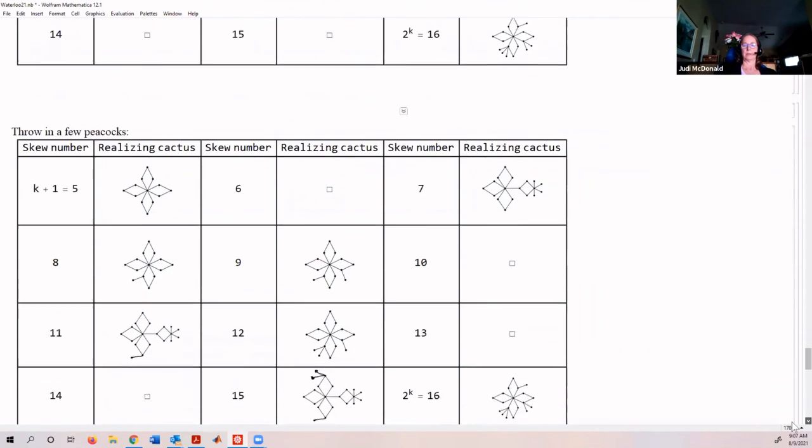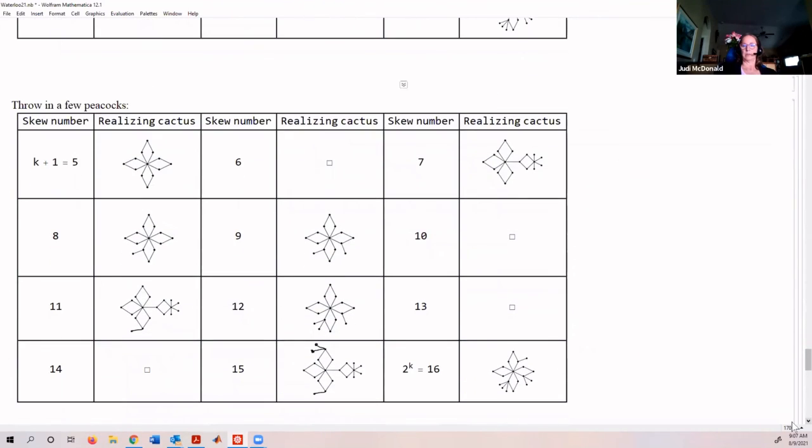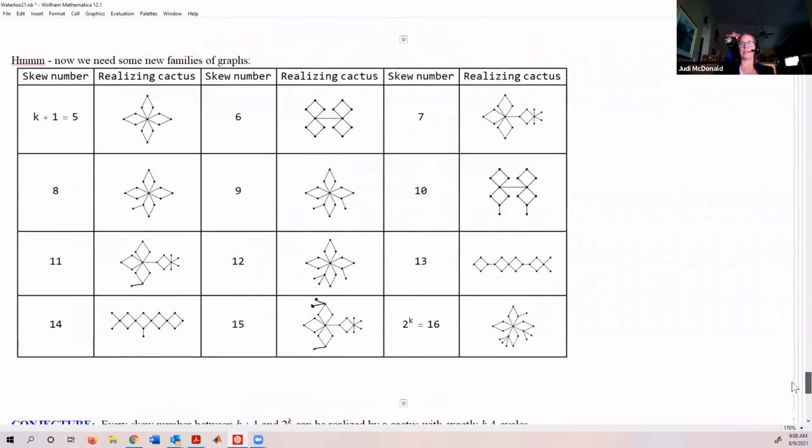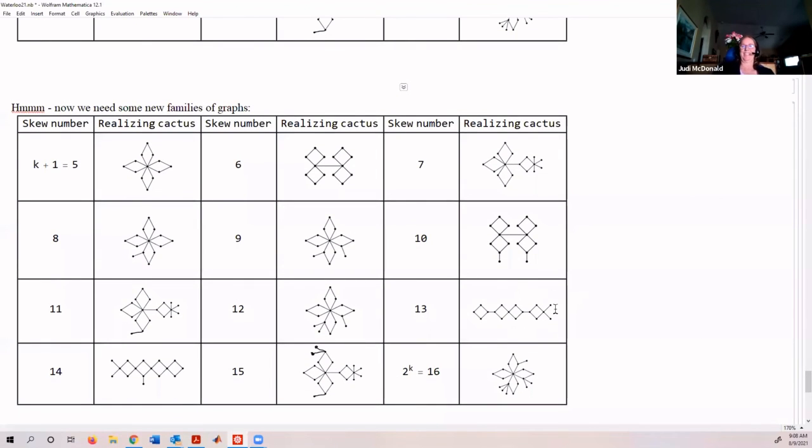Are there questions for Judi? The only thing I'll add is I remember 13 was the hardest number in that list, and that was the one that Ben, my student, found. That lovely half-starved caterpillar. Yeah, that was the tough one.